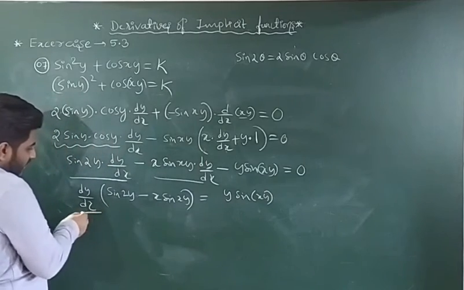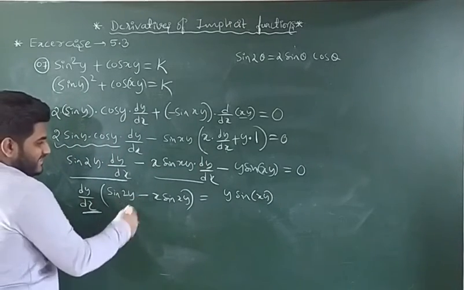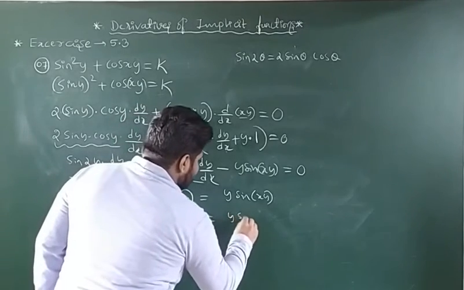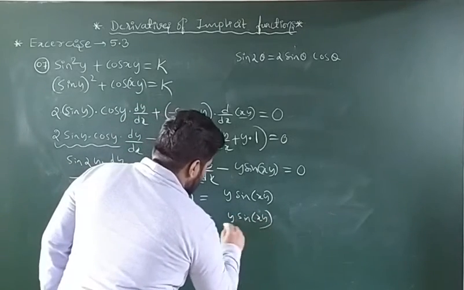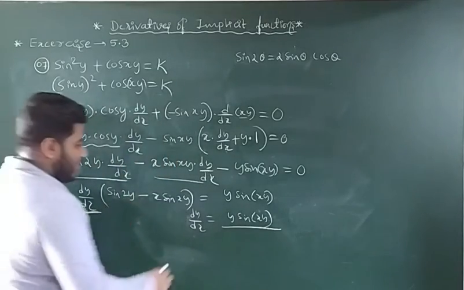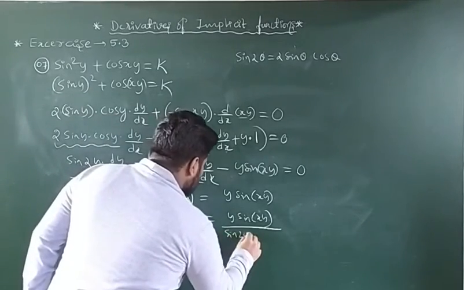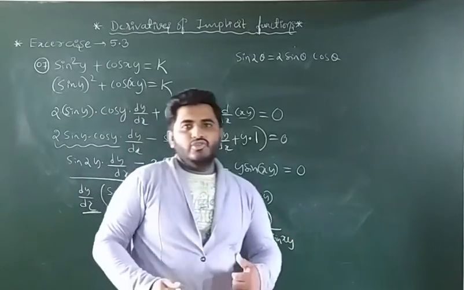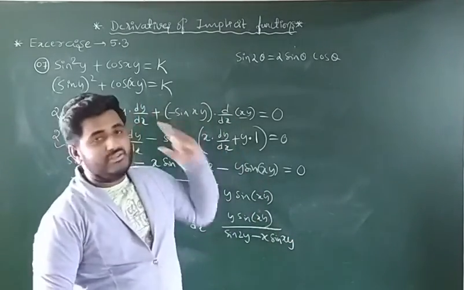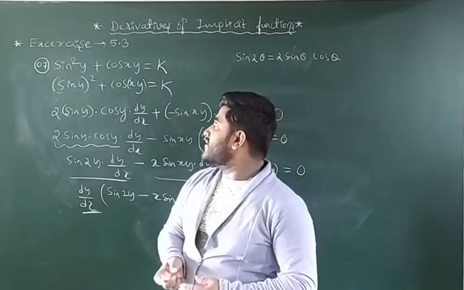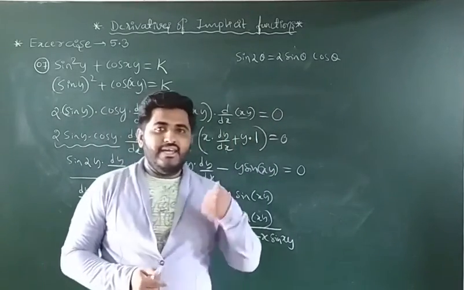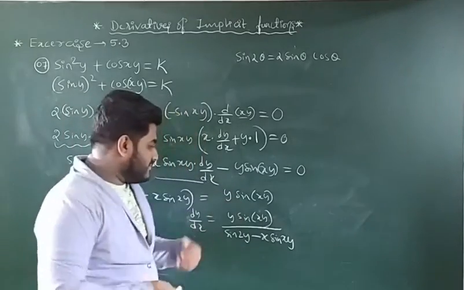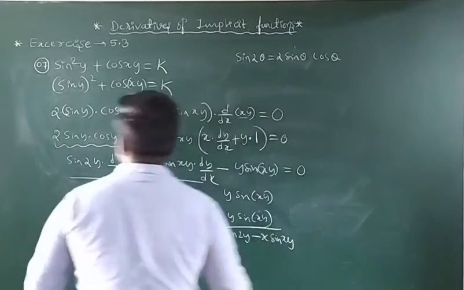So what we want? We want dy by dx. Keep this as it is. Take this term that side. So dy by dx will be y sin xy whole divided by this term, what is that? Sin 2y minus x sin xy. So this is the derivative of this function, sin square xy plus cos xy is equal to k. Derivative of that function is this one. I hope you are getting. Next one, 8th question.